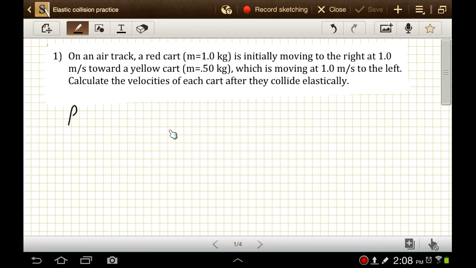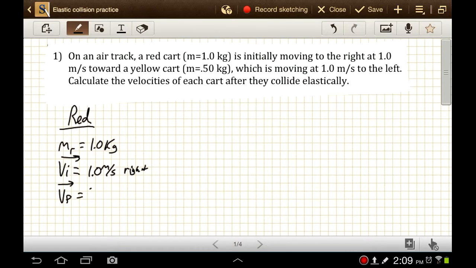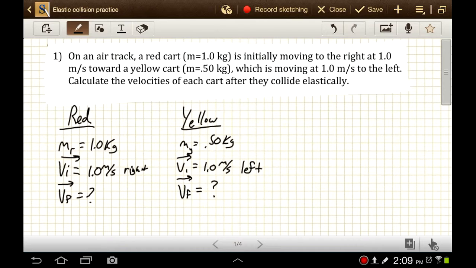So for the red, I've got a mass of the red one of 1.0 kilograms, an initial velocity for the red one of 1.0 meters per second to the right, and an unknown final velocity. For yellow, the mass of the yellow one is 0.50 kilograms. Initial velocity for the yellow is 1.0 meters per second left. Notice that those are in opposite directions, so we need one of them to be positive and one to be negative here. And an unknown final velocity.